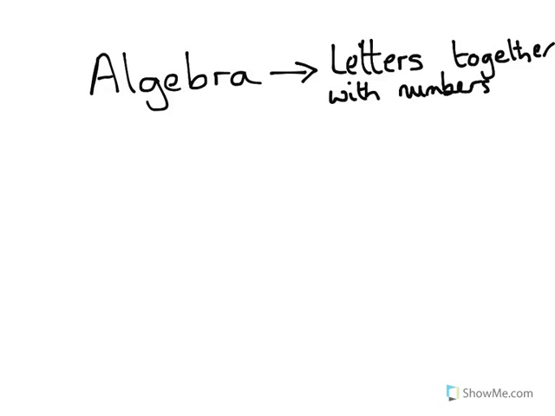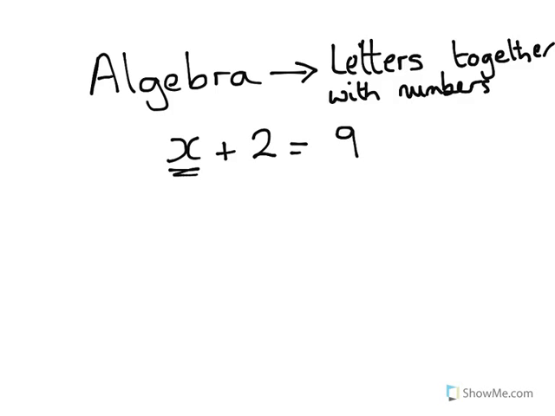So, algebra. What are the basic rules of algebra? Well, algebra is just when you've got a combination of letters and numbers. Let's say, for example, we have the expression x plus 2 equals 9. Well, we know that 7 plus 2 must equal 9, so we can actually say that x must equal 7.